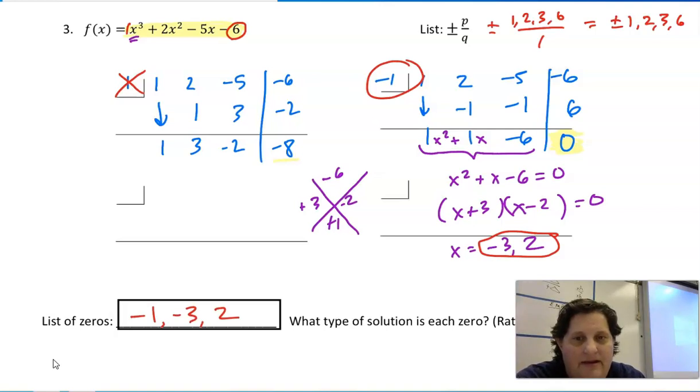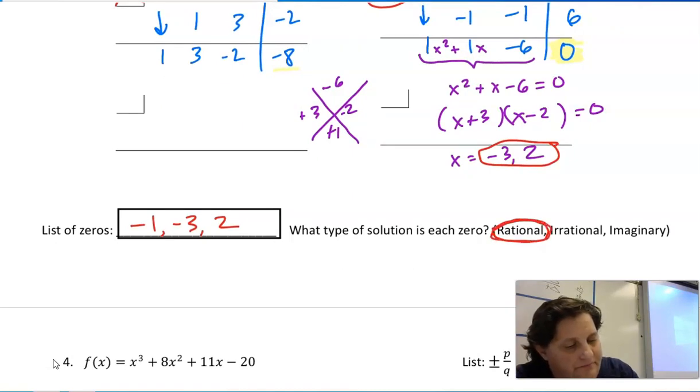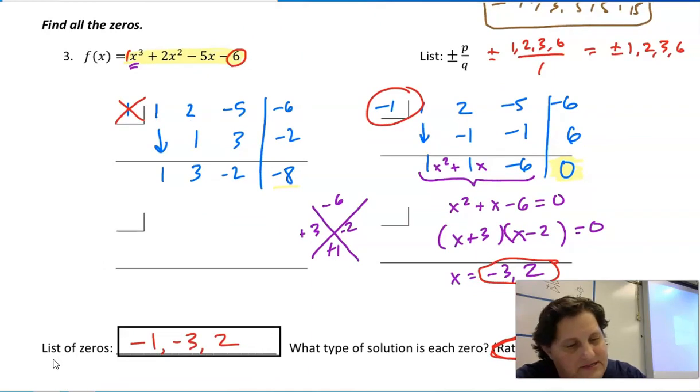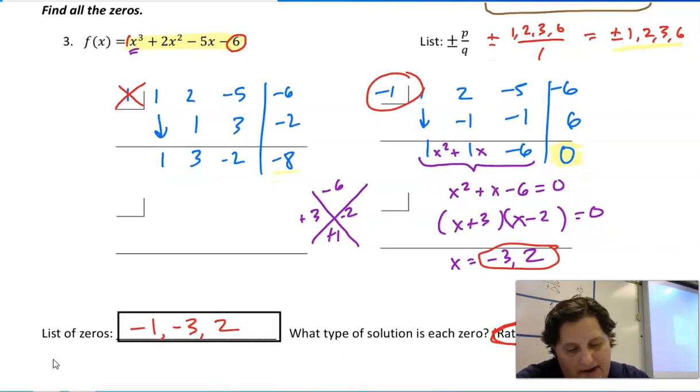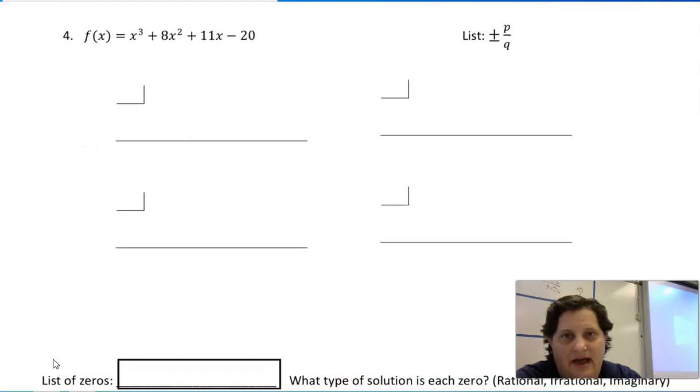Now, what type of solution is each one of these? These are all rational solutions. Basically fractions or whole numbers or whatever, those are all rational numbers. And notice, if it's a rational number, it has to be off of this list. Okay, -1, yeah, that's on the list. -3, that's on the list. 2, that's on the list. Everything's on the list. So we're cool. Those were all 3 rational zeros. All right, nice. Let's go ahead and look at this next one.